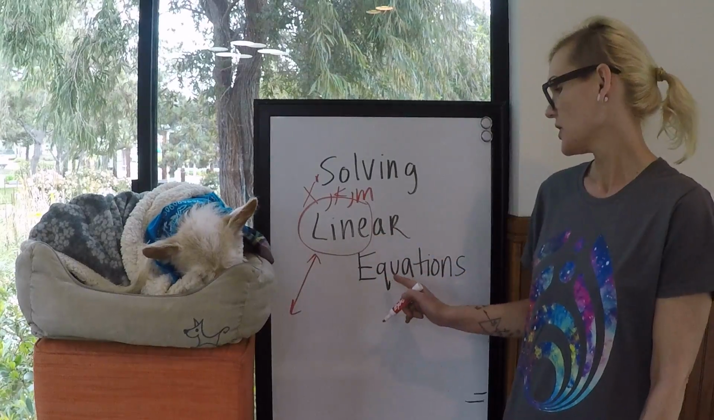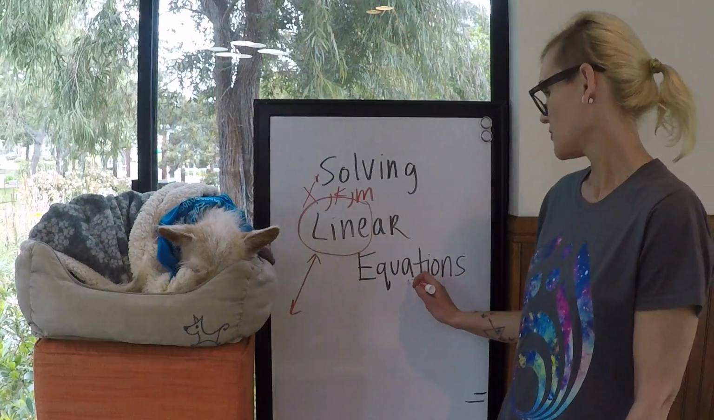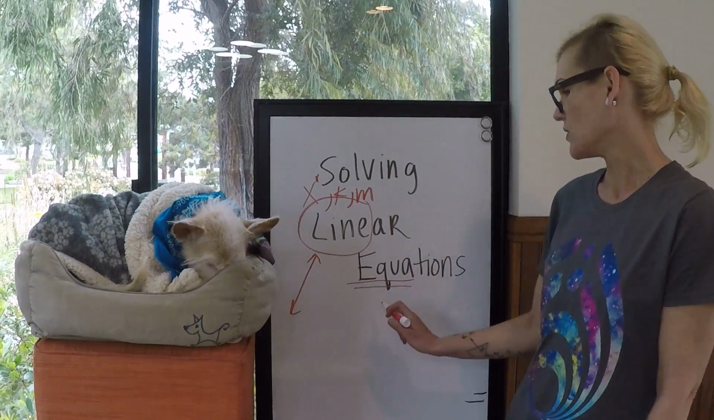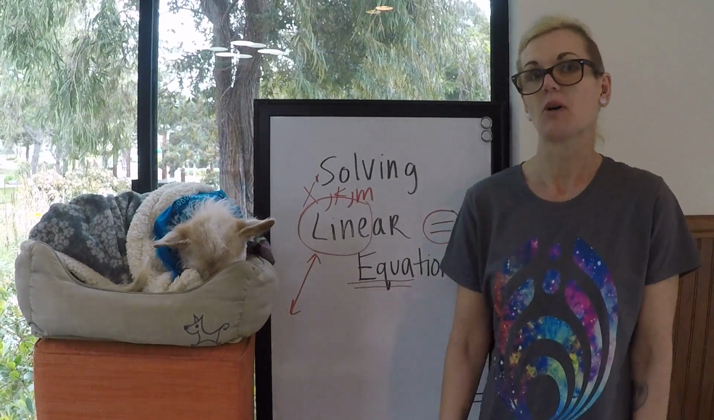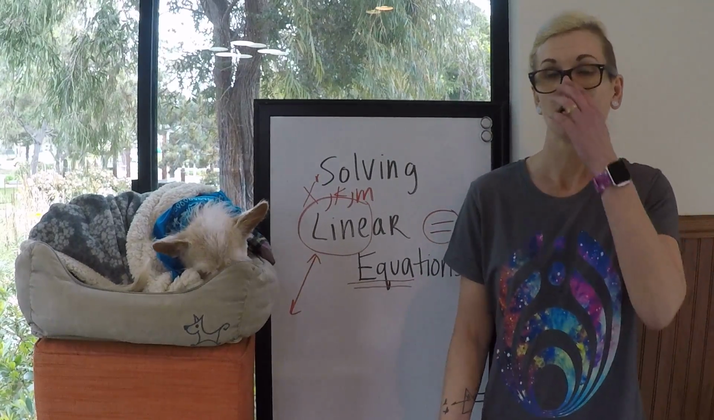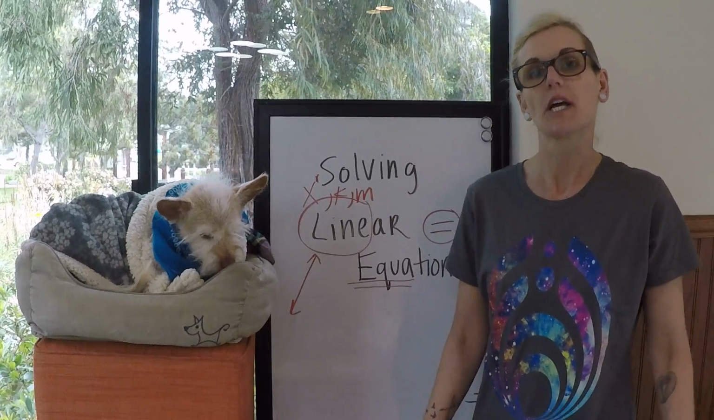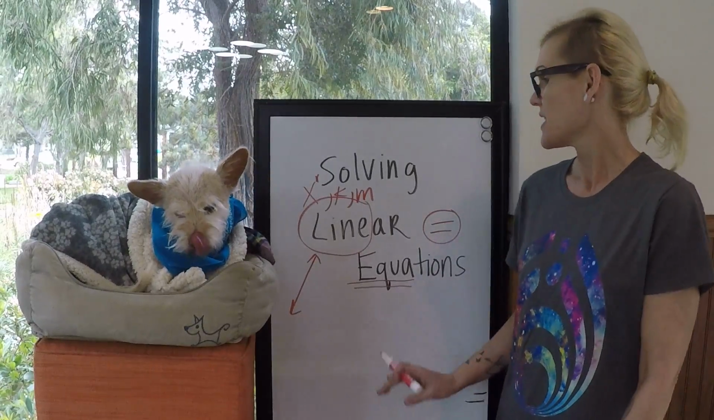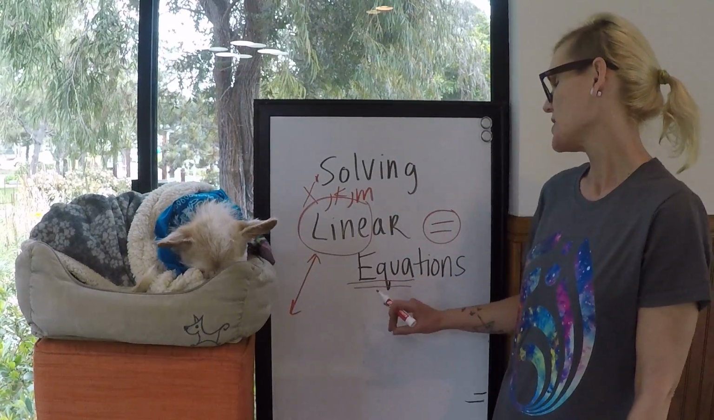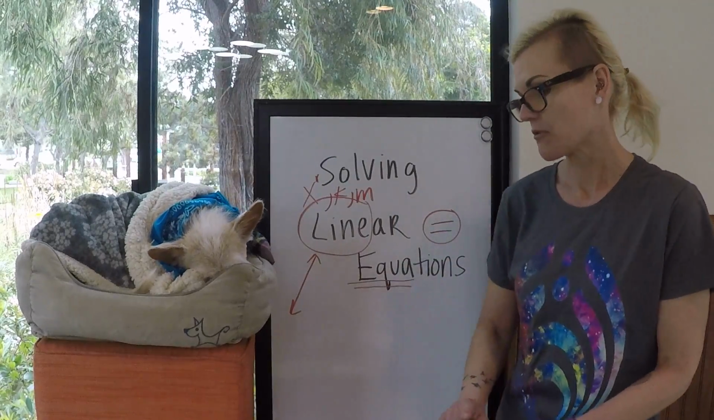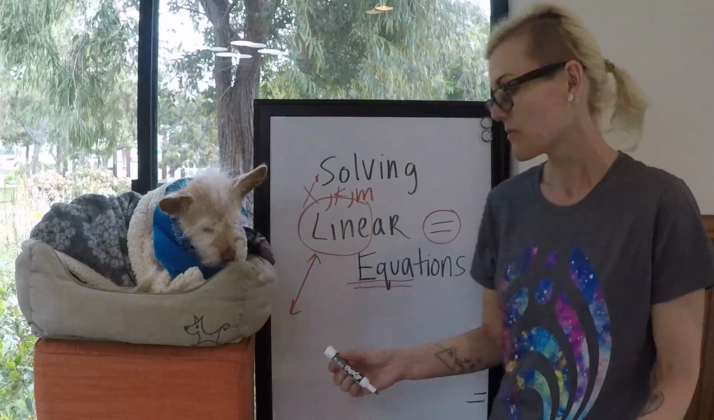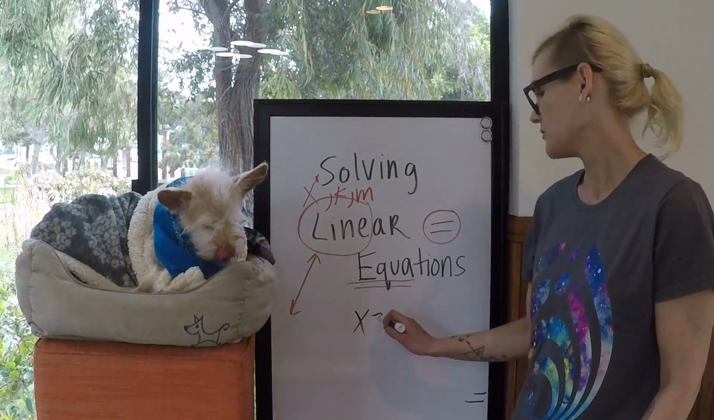We're solving linear equations. See this word right here? Equal. So now they have equal signs. We've been talking about simplifying expressions. Expressions have no equal signs. We're simplifying them. Now we're solving linear equations. Now they have an equal sign. Now you're going to be solving. So your final answers should look like something like x equals 5.